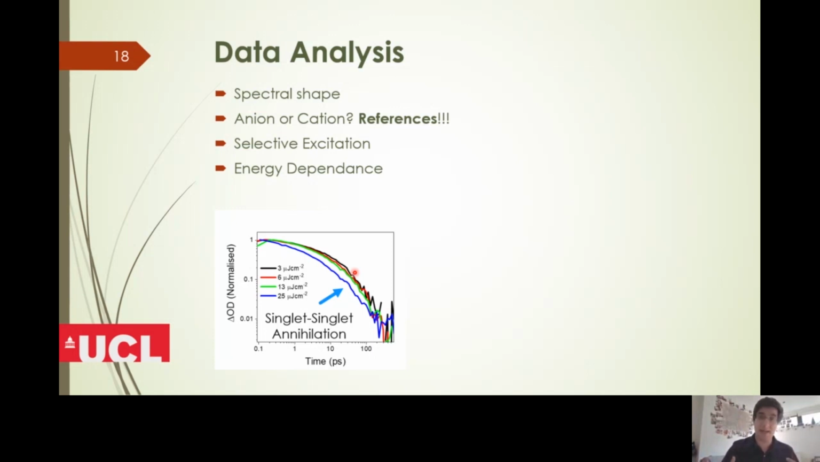The problem is, as in real life, everything is a little more complicated than that. In this case, if they increased the power too much, they saw that the decay was faster, because there was some kind of singlet annihilation. This means that you have too many singlets in your excited state, so they can hit each other, and then they can relax through a process that was not present before, because there were not that many singlets.